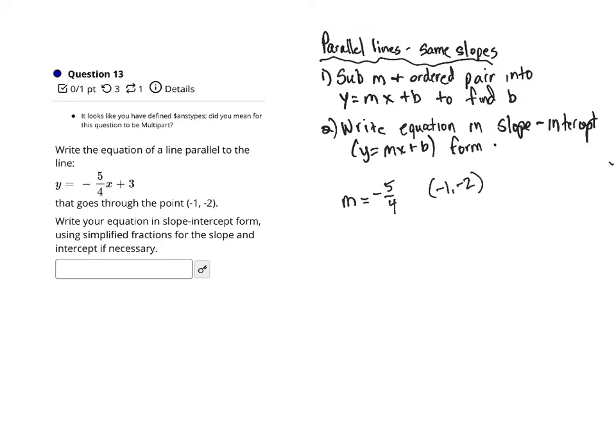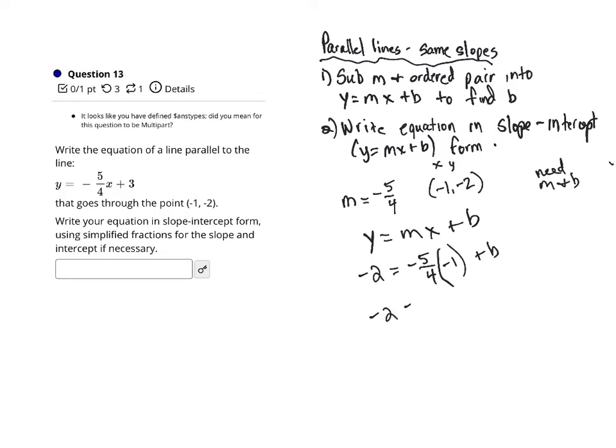Now, to write an equation of the line, we need the slope, the m, and the b. Well, we have the m, so we need to find the b. So y equals mx plus b. Y is going to be our negative 2 from the ordered pair they gave us, equals our m is negative 5 fourths, and our x will be the negative 1 plus b. So that's negative 2 equals negative 5 fourths times negative 1 is a positive 5 fourths plus b.